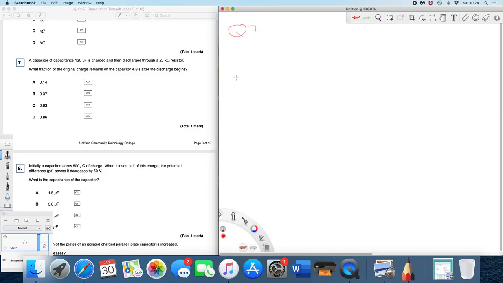Question 7 then. A capacitor of capacitance 120 microfarads is charged and then discharged through a 20k resistor. What fraction of the original charge remains after 4.8 seconds? So our capacitor is 120 microfarads.